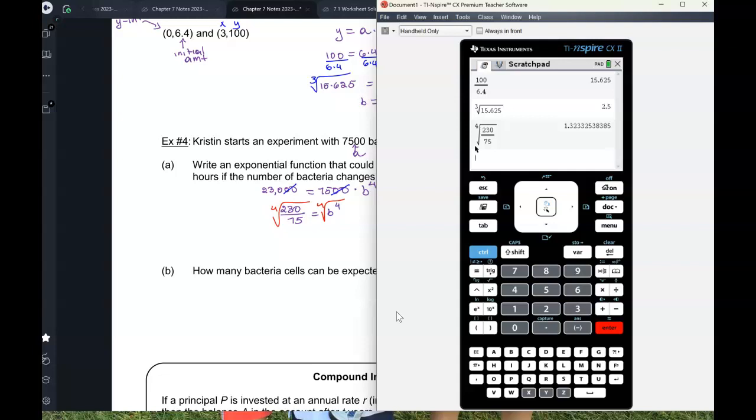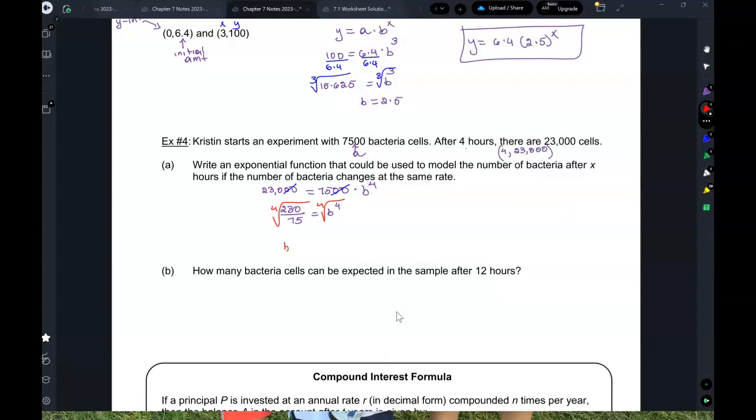All right, so b is 1.323. And if I haven't specified, 3 decimal places is always a good number. So we're going to have y equals the initial amount, 1.323 to the power of x.